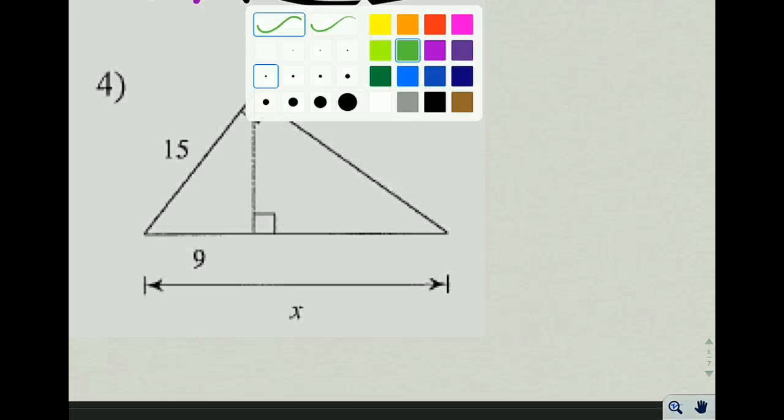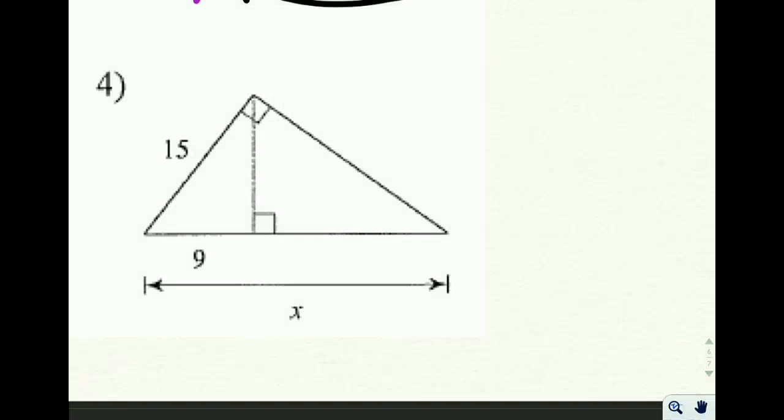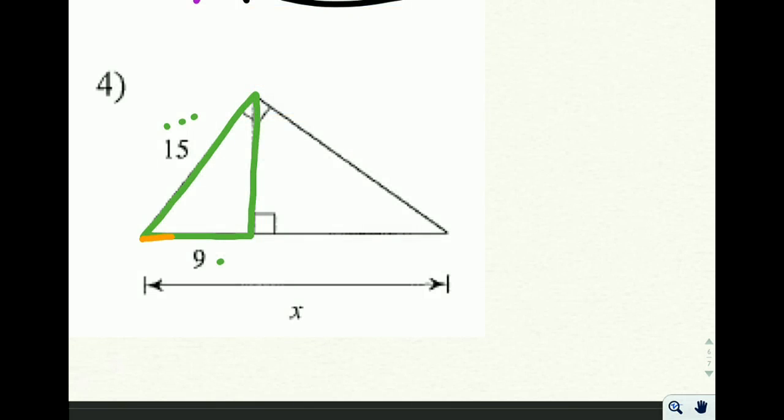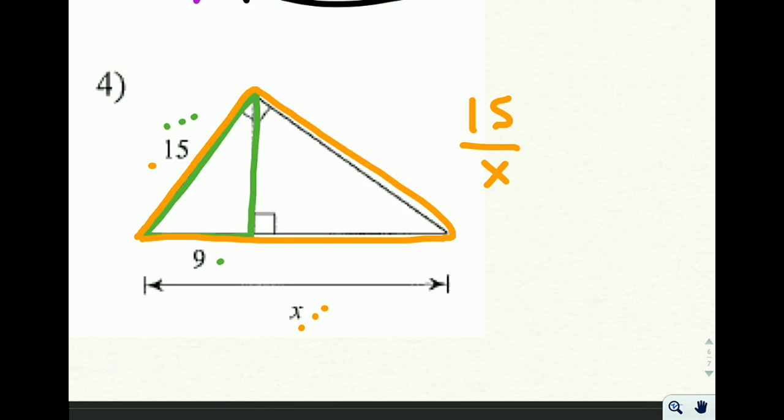We have our small triangle with our hypotenuse of 15 and our small side of 9. So small side of 9, hypotenuse of 15. And then we have the big triangle again. We've got x, this whole big thing across here. And 15 is the short side. So 15 is the short side, x is the long side. So I'm going to go short over long is equal to my short for the green. So the short one over here is 9, long is 15.